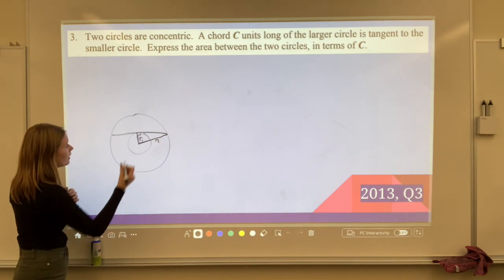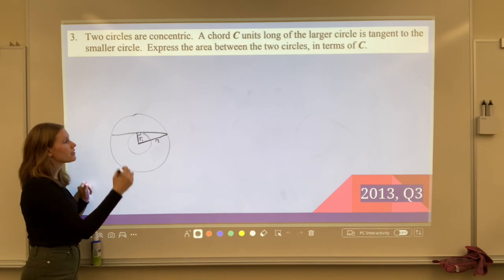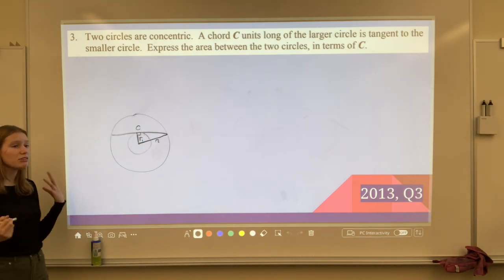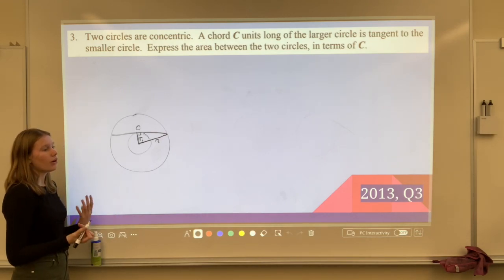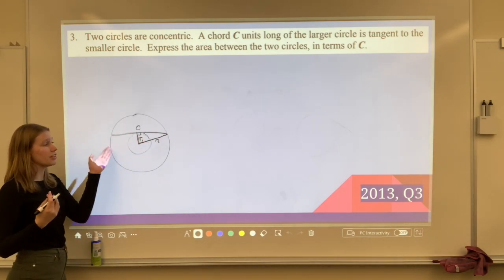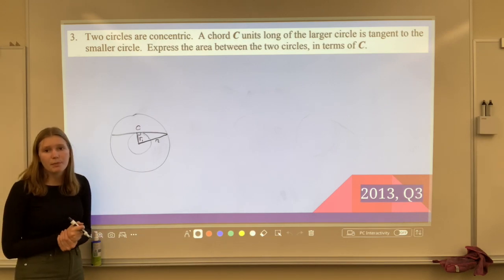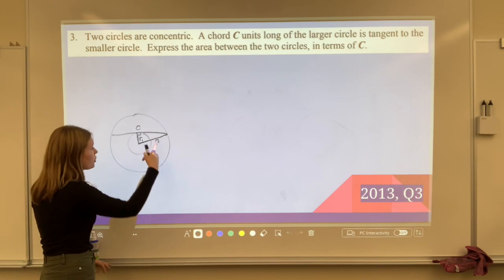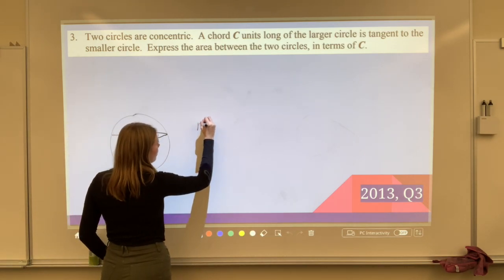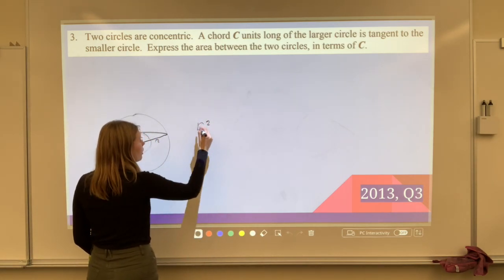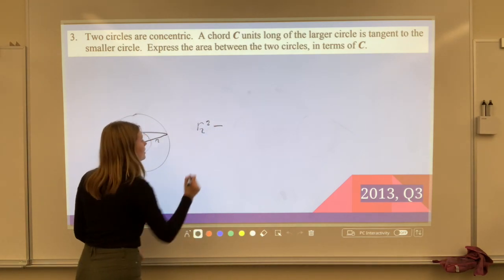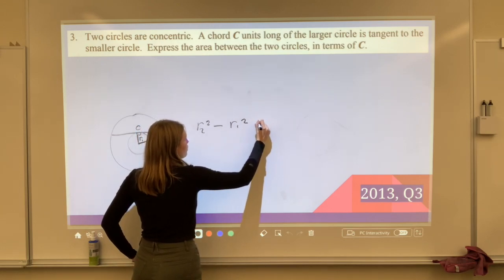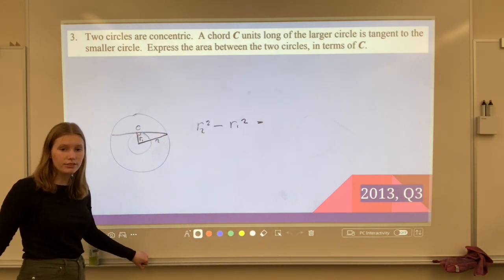And I didn't label this in the beginning, but this chord is C. So now we have a right triangle, and how can we compare all of these values? Well, we can use the Pythagorean theorem. We know that R2 is our hypotenuse. So R2 squared minus one of our legs, R1 squared, is going to be equal to our final leg squared.